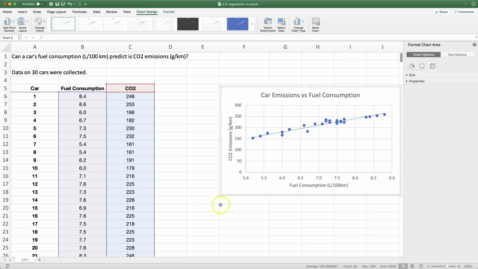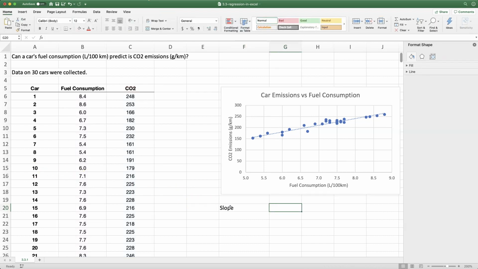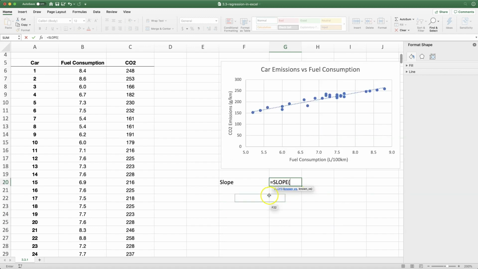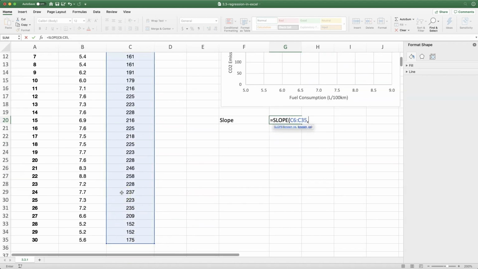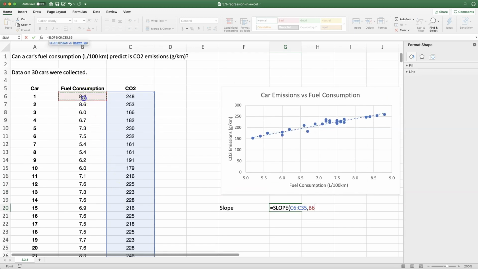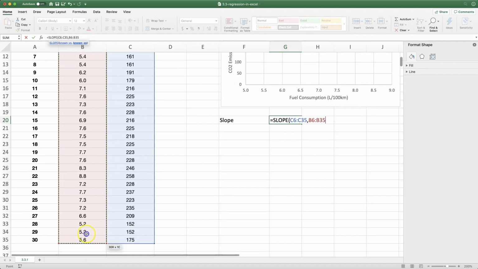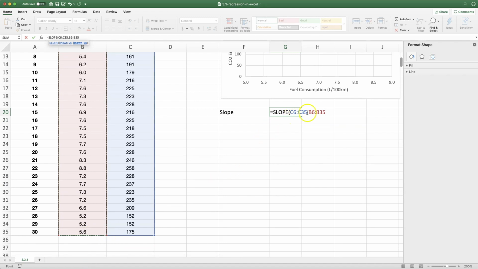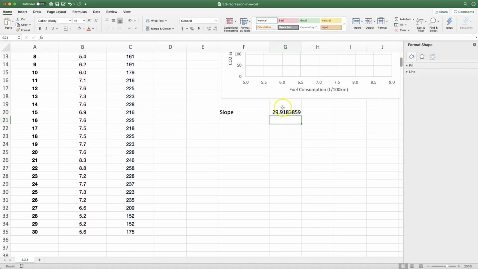The first built-in function is Excel's slope formula. Excel has a built-in formula for computing the slope of a regression line. This formula is aptly named slope. Note that Excel requires that the Y values are placed first and then the X values. Select all of the CO2 measurements for the Y variable. Do not include the column title this time. Comma. Then select all of the fuel consumptions for the X values. Known Y values, known X values. Close this parenthesis and hit enter, and we've computed the regression slope.